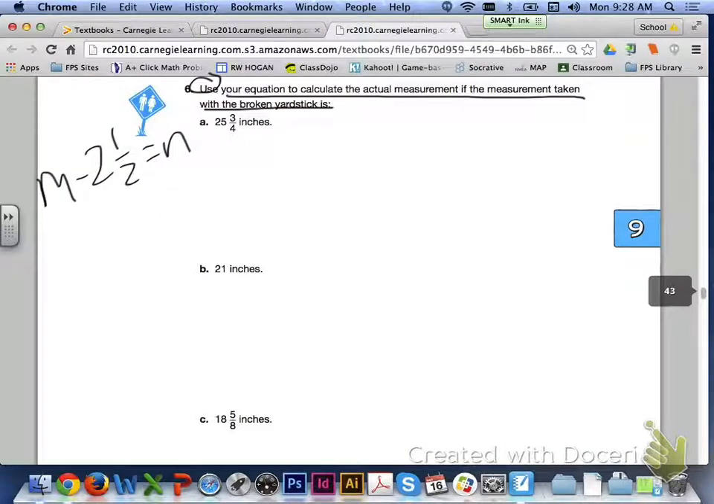If we take a look at number 6 on page 645, it says to use the equation M minus 2.5 is equal to N in order to calculate the actual measurement if the measurement taken with the broken yardstick is 25 3/4 for letter A, 21 inches for letter B, and 18 5/8 inches for letter C. So go ahead and do A through C for number 6.